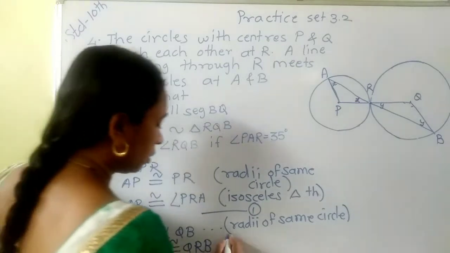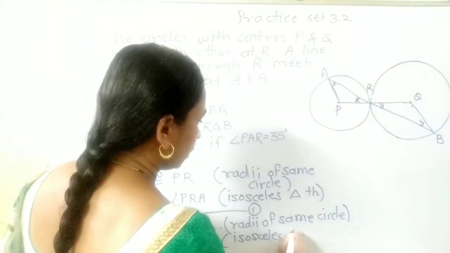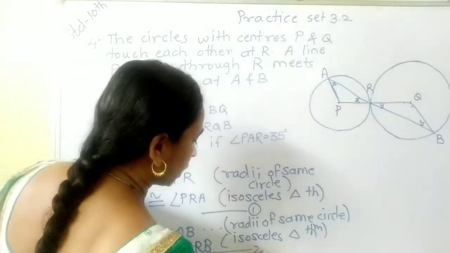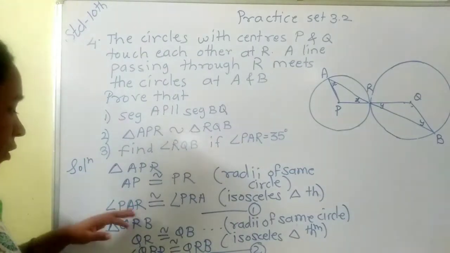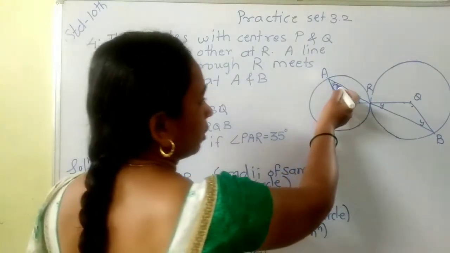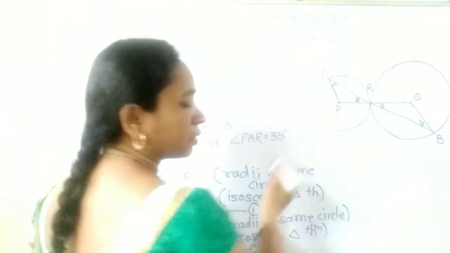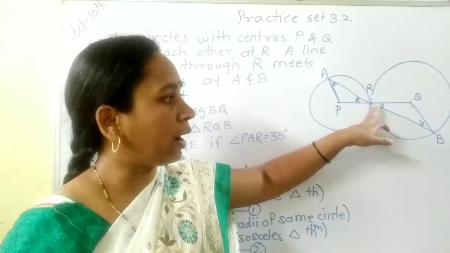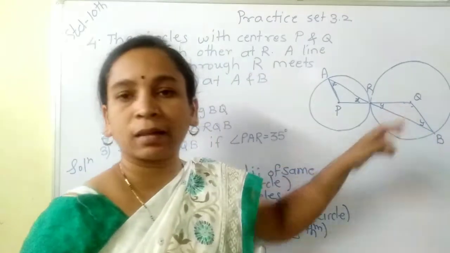So what is the reason? Isosceles triangle theorem. Now for this I'll give the second one. From 1 and 2, observe it carefully. From the first equation, it gives that angles PAR and PRA are congruent. The second equation gives angles QRB and QBR, these two base angles, are congruent.